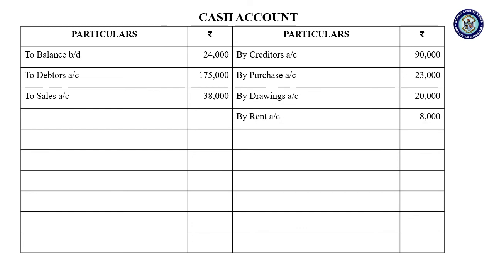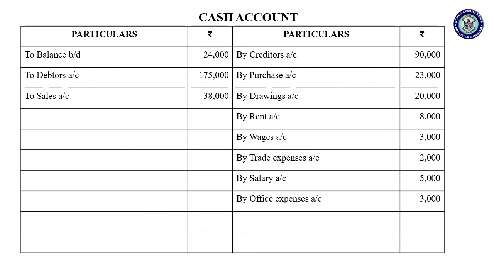So the first one, by rent account 8,000, by wages account 3,000, by trade expenses account 2,000, by salary account 5,000, and by office expenses account 3,000. So these are the transactions that are going to affect my cash account.